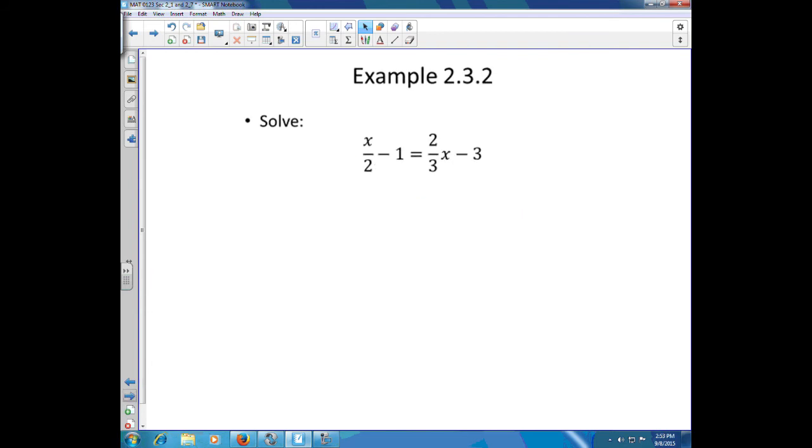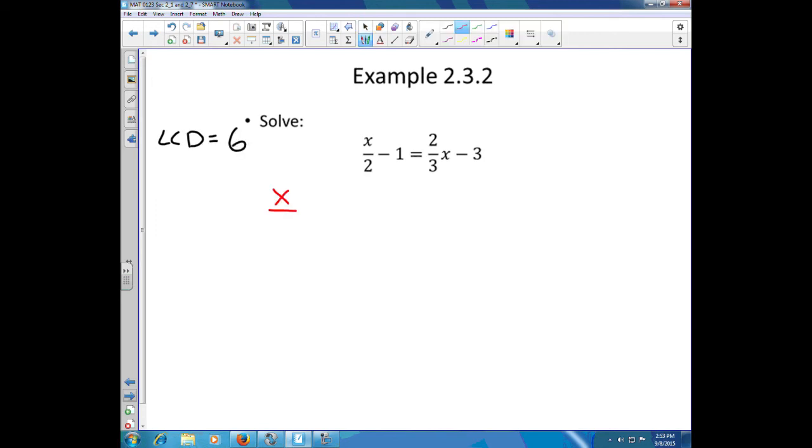So in our next example, we do have fractions. And so the first thing we want to do is multiply by the least common denominator in order to get rid of these fractions. And so our denominators are 2 and 3. And so the least common denominator is going to be 6.